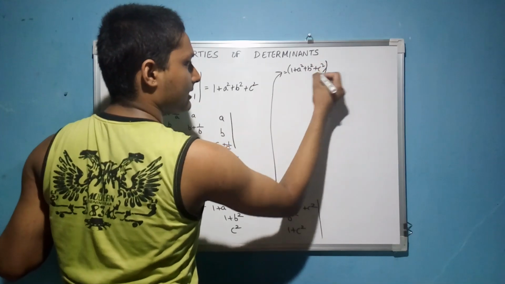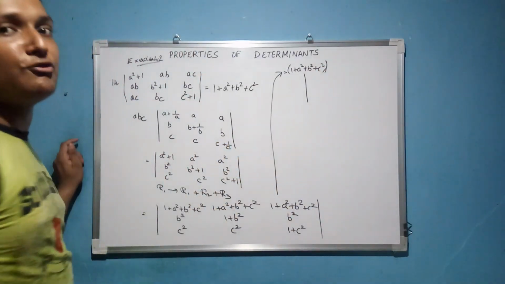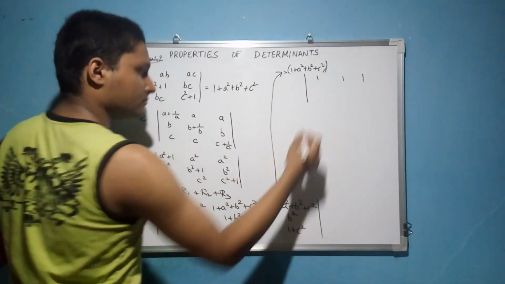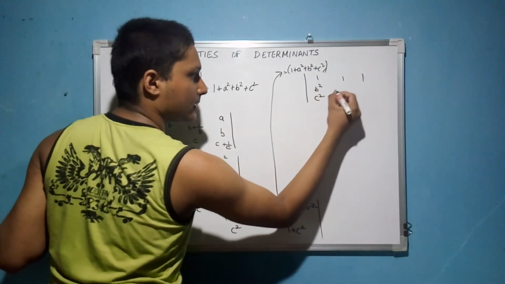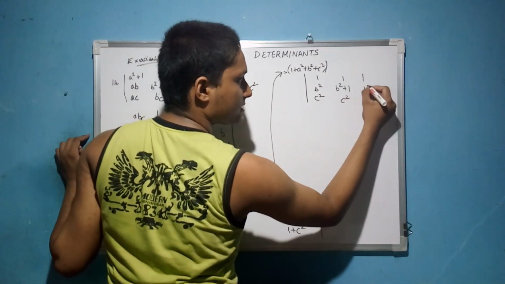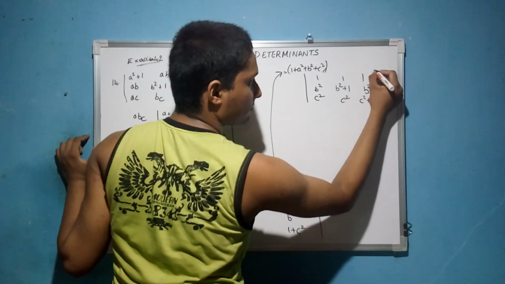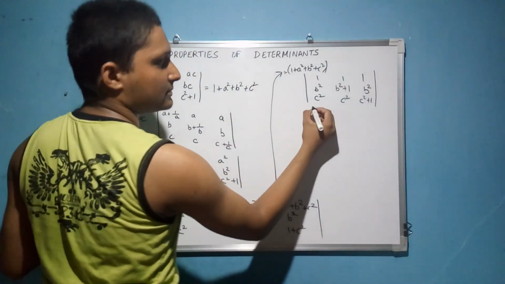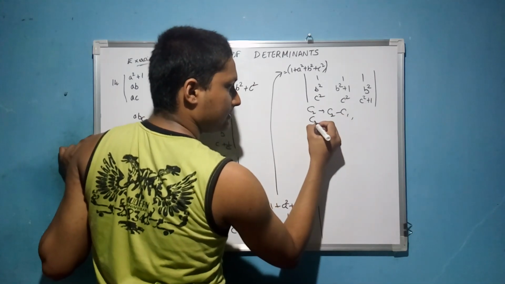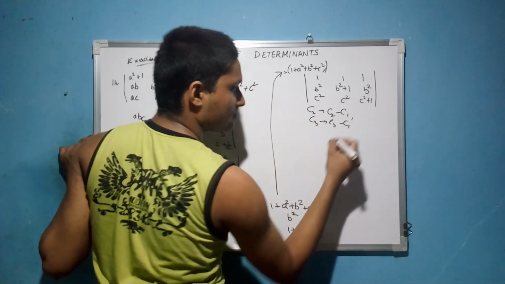This is going to be equal to 1 plus a square plus b square plus c square. And what is the determinant that is remaining? Somehow we need to prove that it is equal to 1. So it is 1, 1, 1, b square, c square, b square plus 1, c square, b square, c square plus 1. The remaining thing is c2 to c2 minus c1, c3 to c3 minus c1.